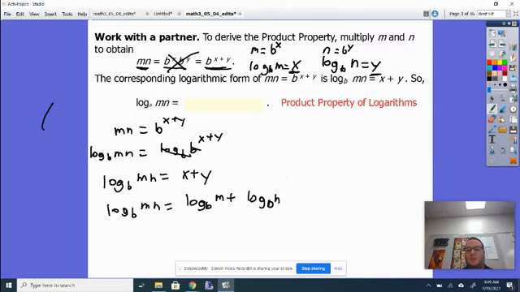So the product rule of logs says that the log base b of mn is equal to the log base b of m plus the log base b of n. And that works in both directions. I can combine or condense these, or expand or separate them.